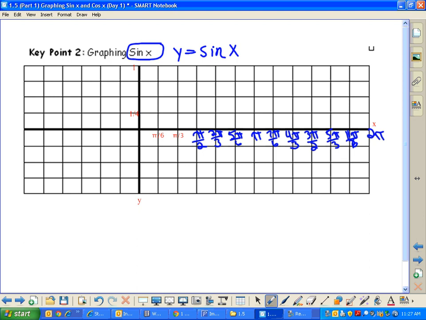Honestly, you could go by pi over 4s, you could go by pi over 3s, but to get a lot of detail on this first go around, I went by our smallest value on the unit circle. I went by 30 degrees or pi over 6. So that's why I did that. But honestly, the choice is oftentimes yours on how you want to scale the x-axis. After we scale the x-axis, you've got to scale the y-axis.